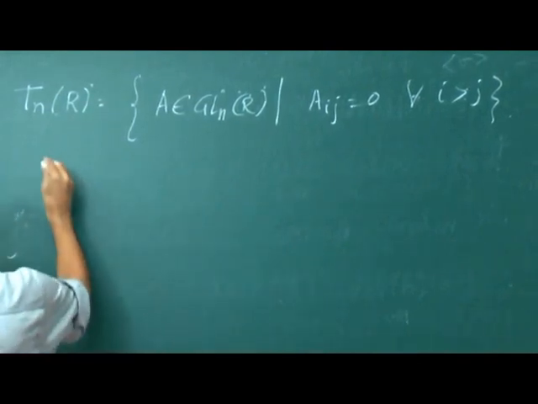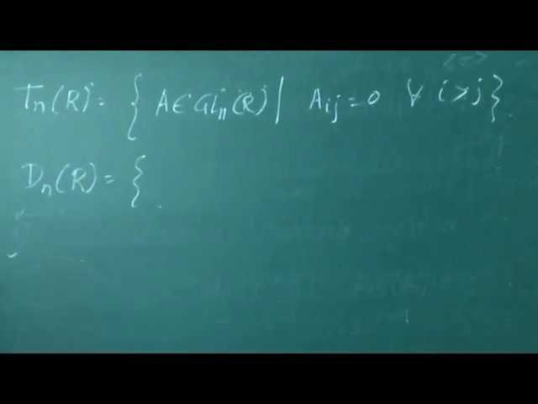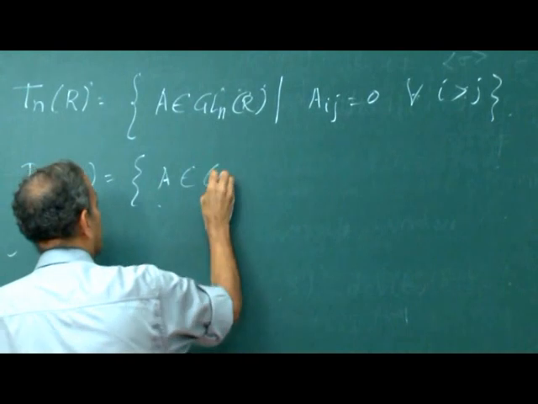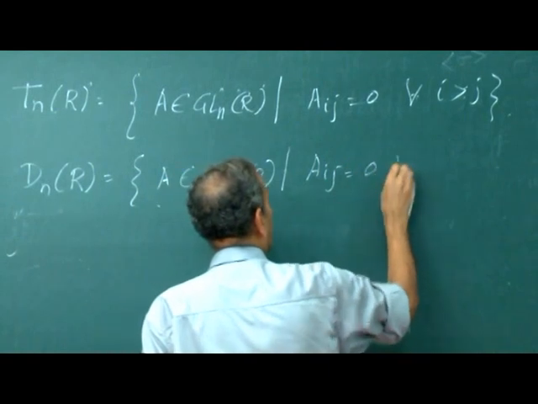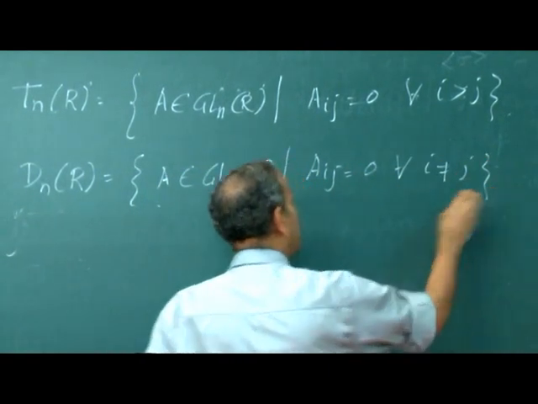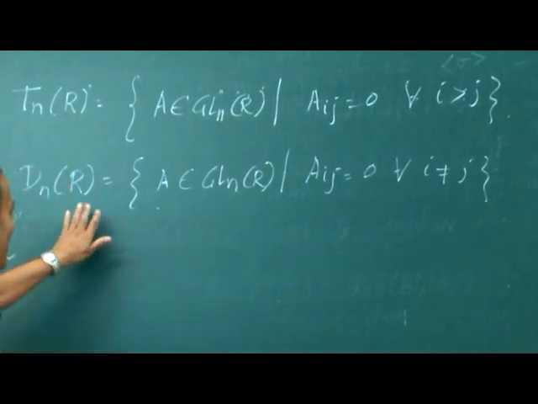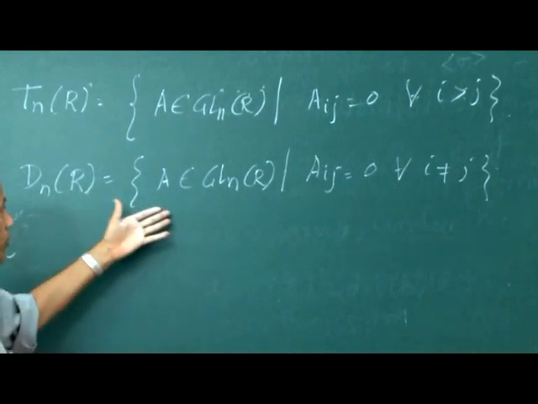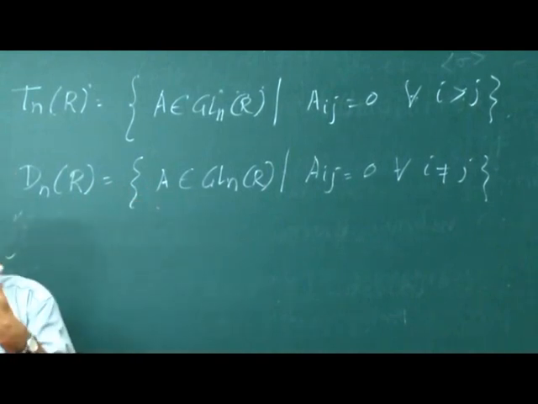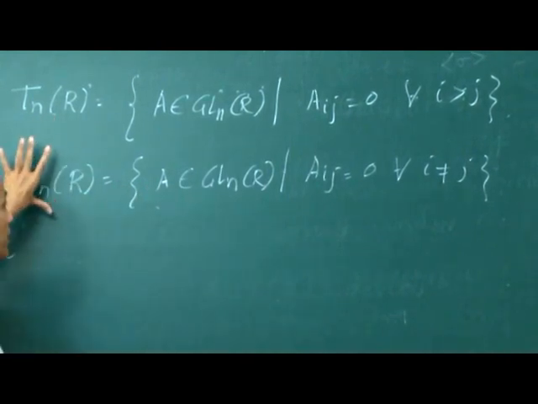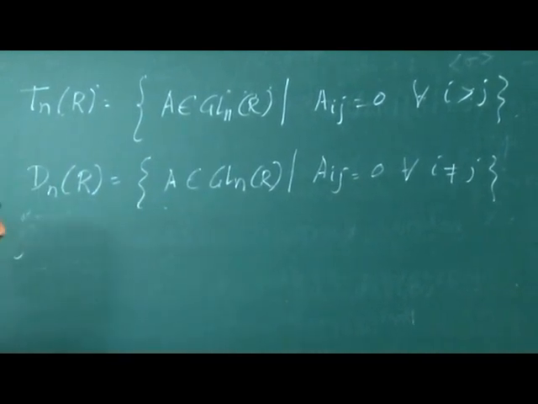Then there are diagonal matrices. These are A in GL_n(R) with a_ij equal to 0 for all i not equal to j. That means all the off-diagonal entries are 0. You can check that this is a group under multiplication, because the inverse of a diagonal matrix is also diagonal, and the product of two diagonal matrices is again diagonal. So these are subgroups which are contained in GL_n(R).